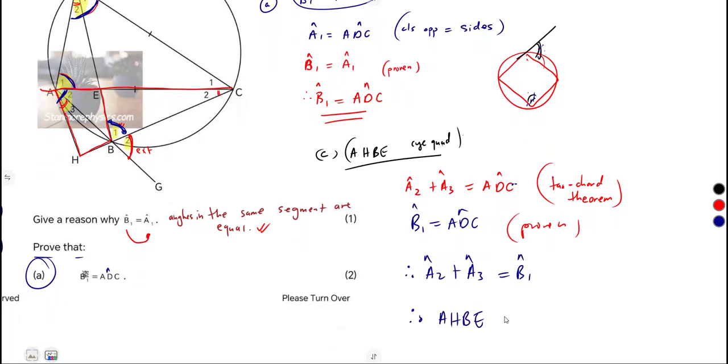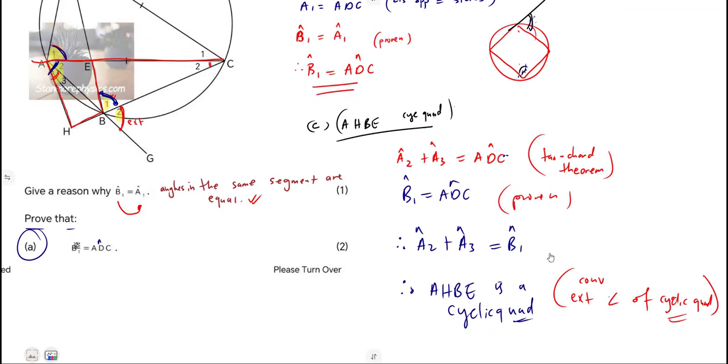AHBE is what? Is a cyclic quad. So we have got what? The converse of our exterior theorem. The converse, that's the exterior angle is equal to what? Opposite interior angle. So that's the converse of what? Exterior angle of a cyclic quadrilateral. Just like that. So we have proved that it's a cyclic quad.